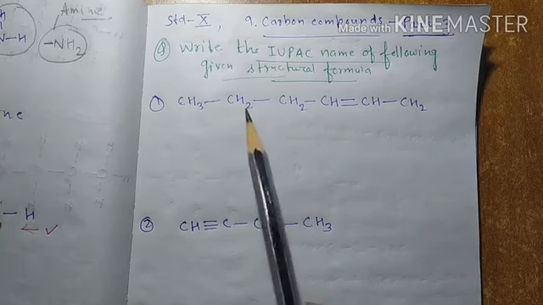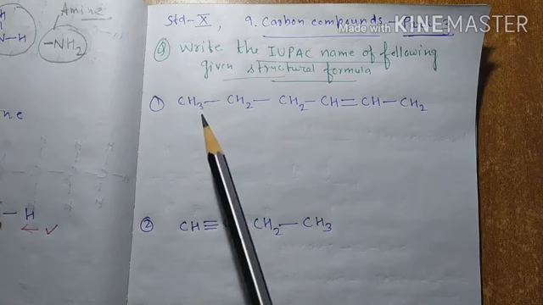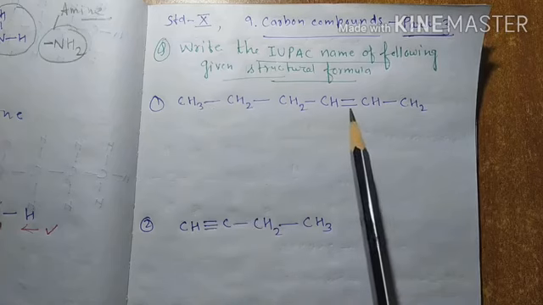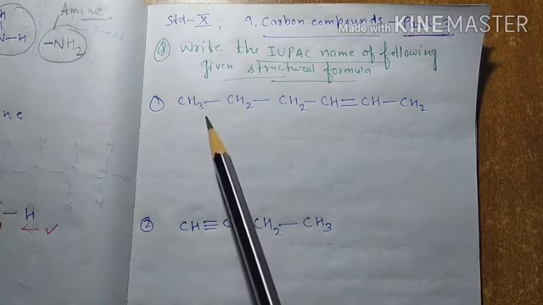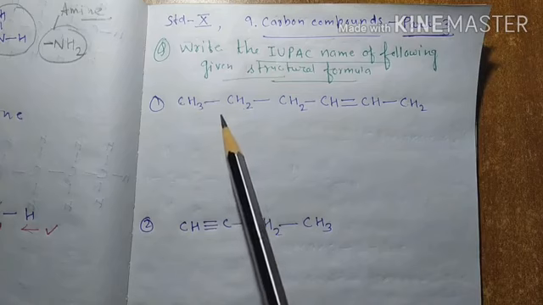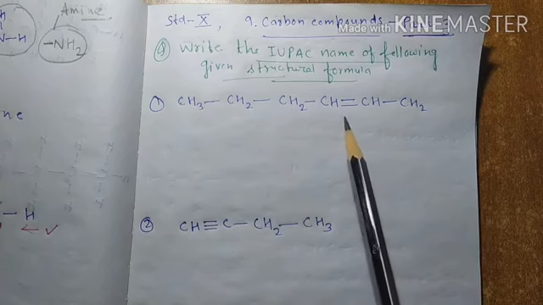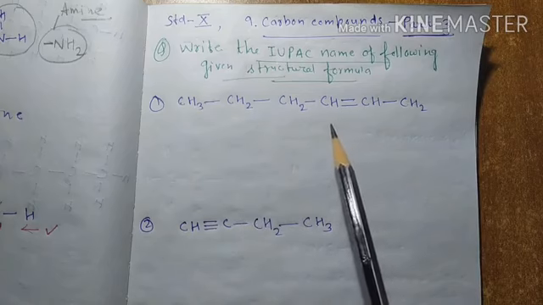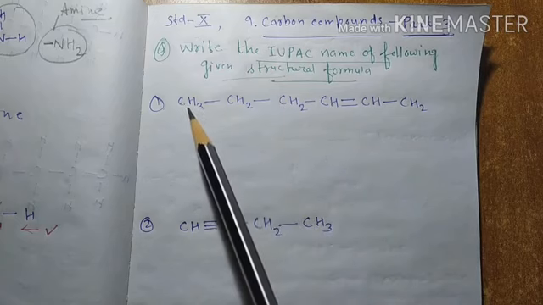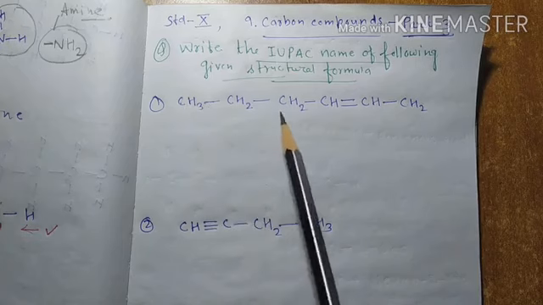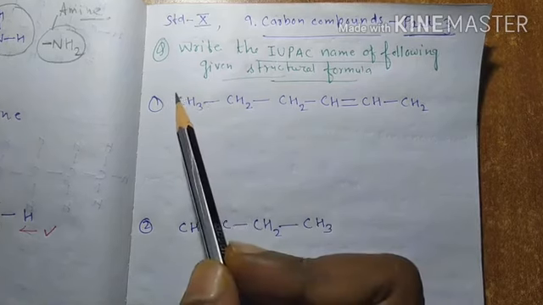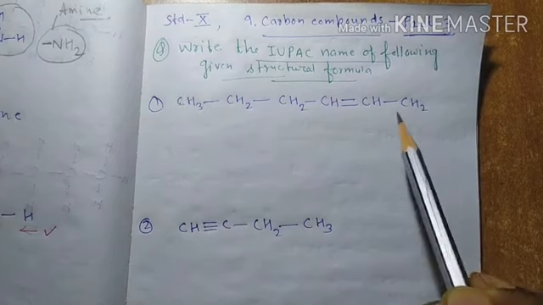so here one structural formula is given, right? This is a condensed structural formula. Okay, so now you have to write the IUPAC name. So how will you write? Again, first of all we have to give a number to each carbon atom. The numbering should be from the left hand side or the right hand side.